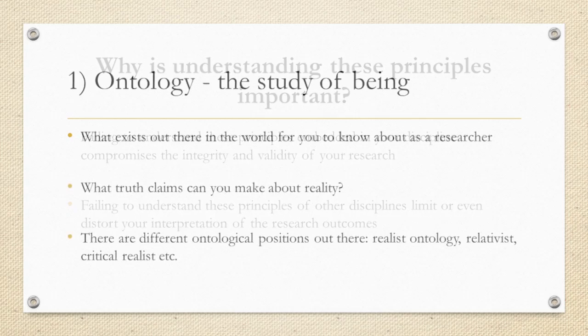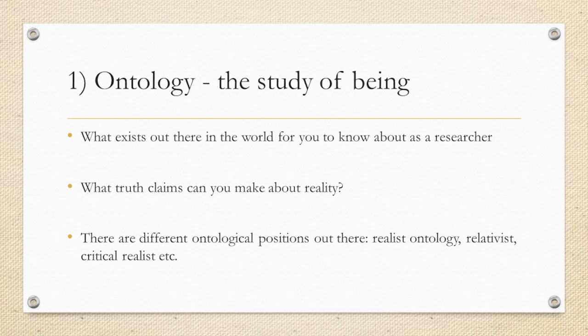So let's go back to these three fundamental elements. Let's look at the first one, ontology. Ontology is the study of being in research. So what actually exists in the world about which humans can obtain knowledge? Ontology is about what truth claims you can make as a researcher about reality. There are many ontological positions out there, and let's discuss two of these, two very different versions of ontological positions.